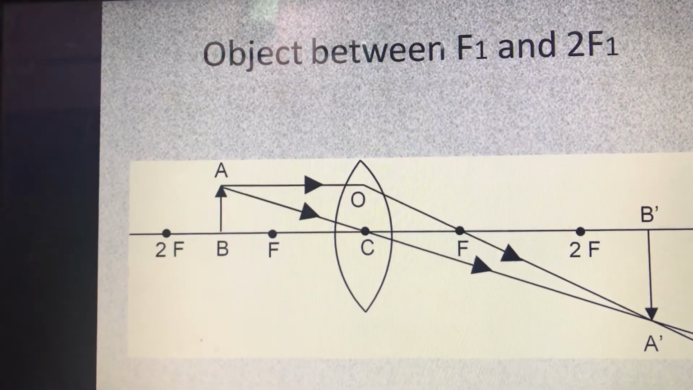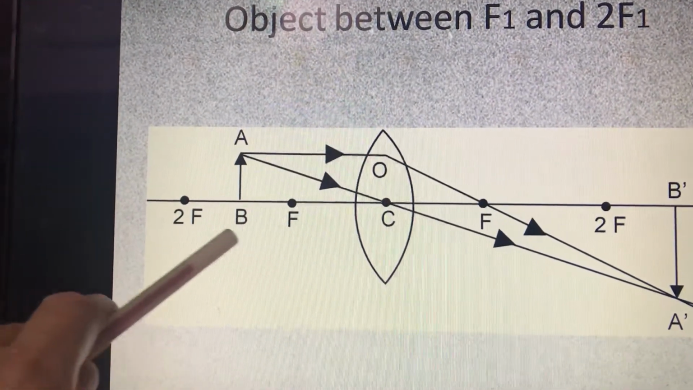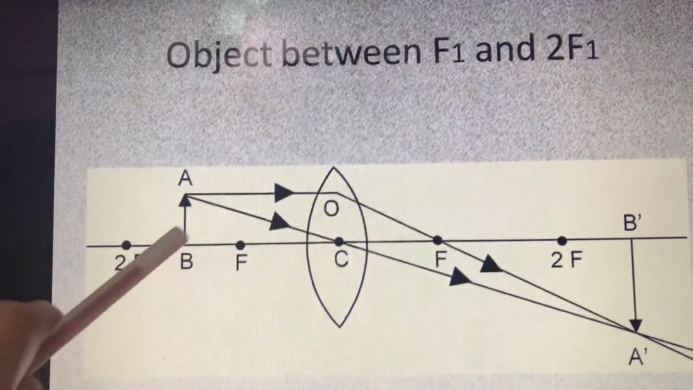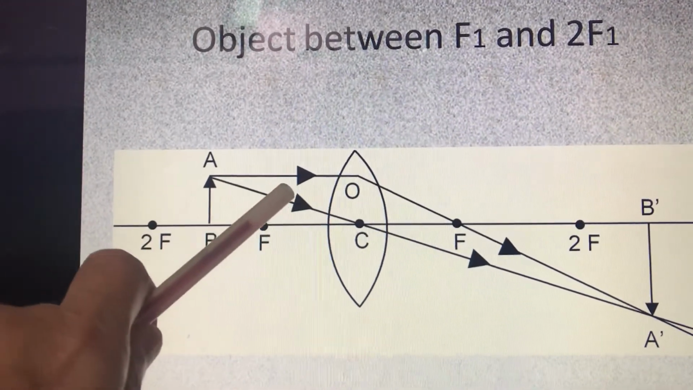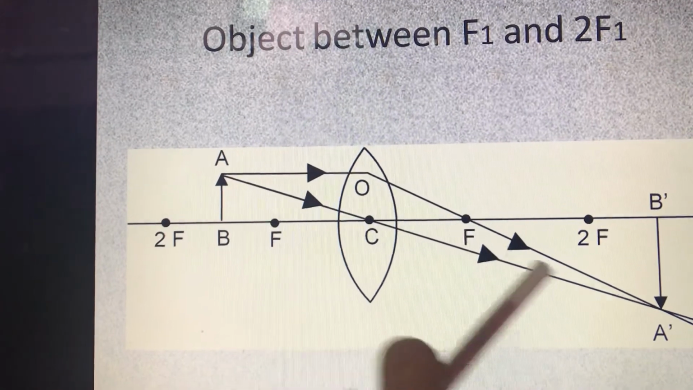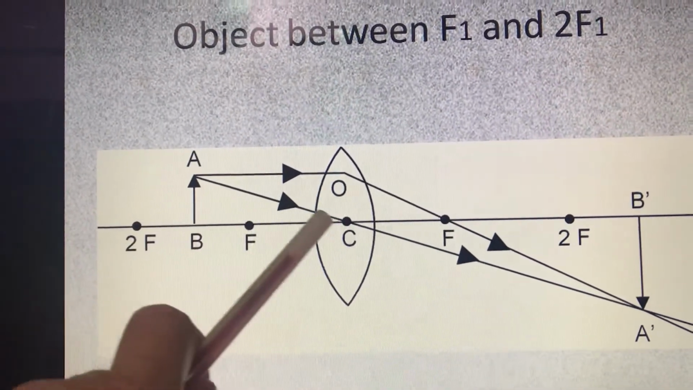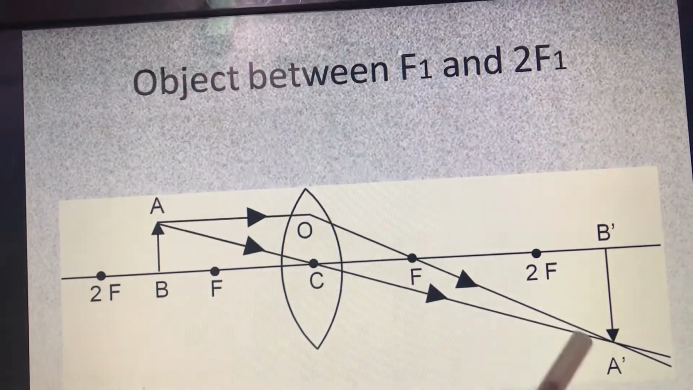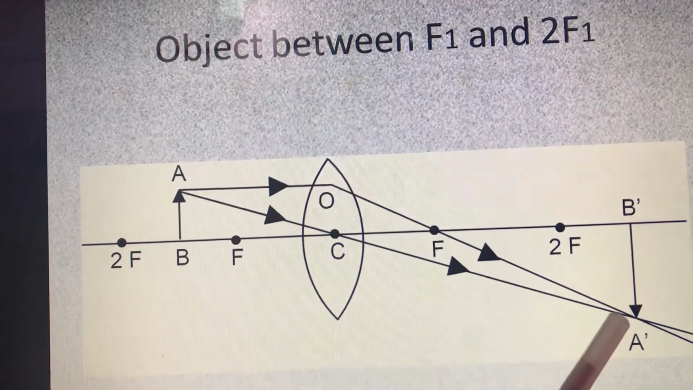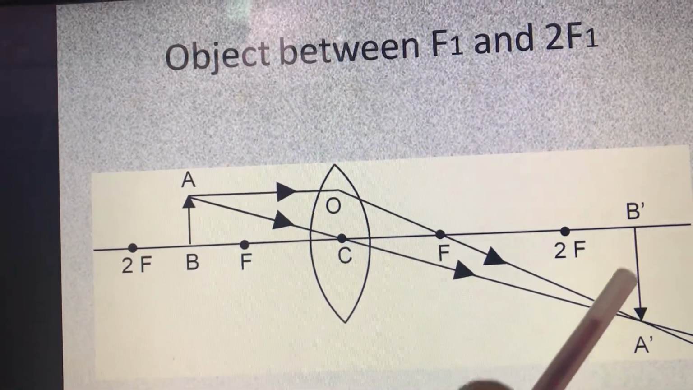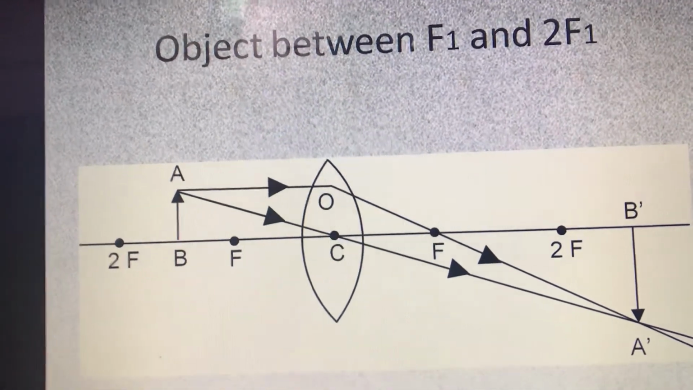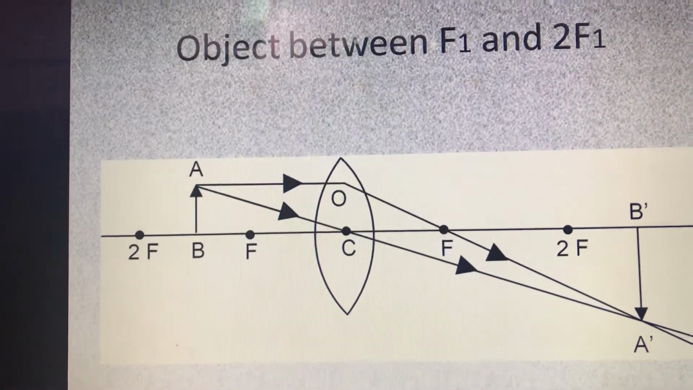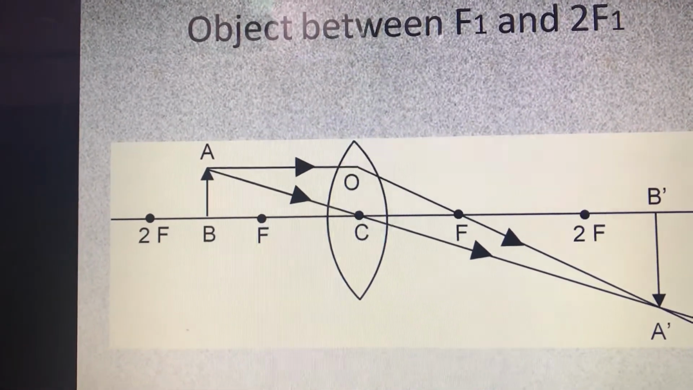Next one, when the object is between f and 2f, that is, between the focus and the center of curvature. Here you can see the two rays, one parallel to the principal axis passing through the focus, and another passing through the optical center O. They meet at this point, which is beyond 2f. So the image is formed beyond 2f, enlarged, size more than the object, real, inverted, right?